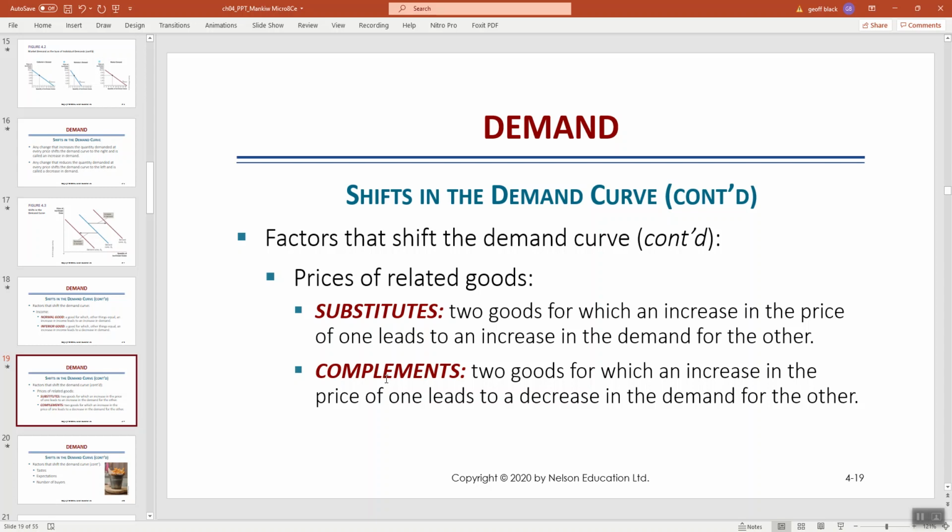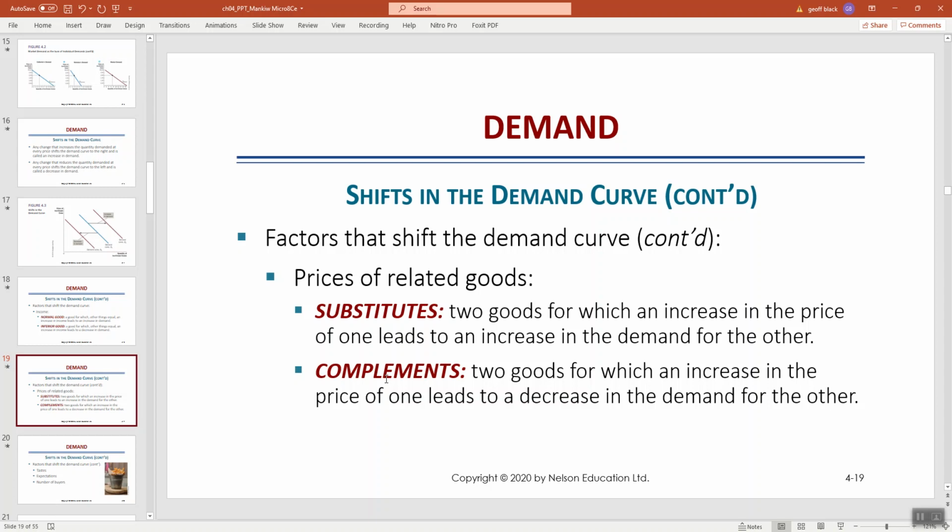These would be substitutes. Or think about milk and cream, right? Let's think about coffee, for example. Let's say the price of cream goes really high. Well, then you'll be more likely to put milk in your coffee because you're not going to spend a ton of money on cream. You'll be like, well, I'm not going to spend that. I'll just use milk. So the demand for milk would go up. Okay.